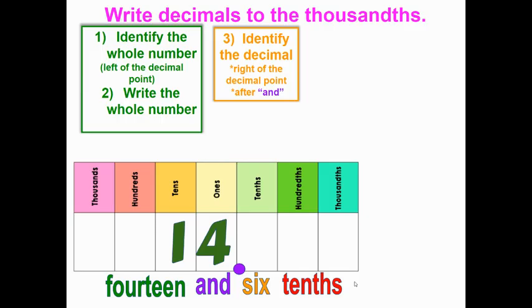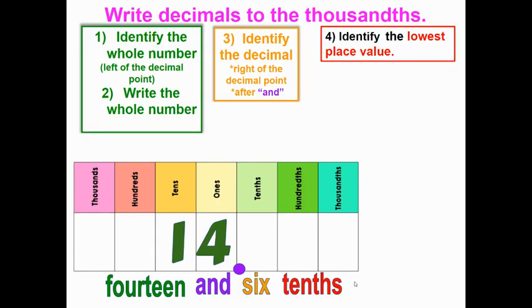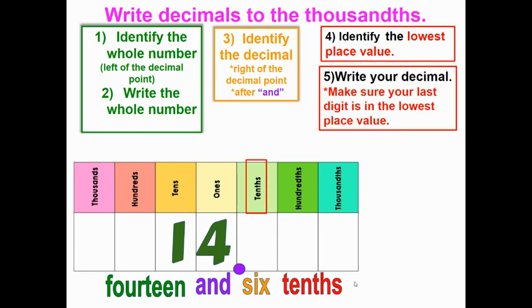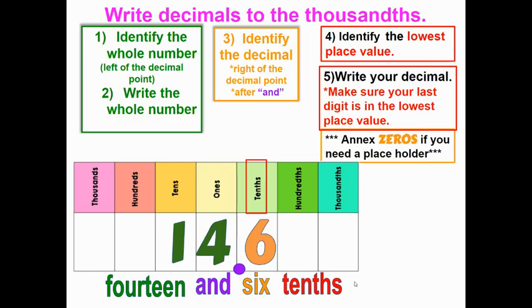Next, I'm going to identify the decimal. That's everything to the right of the decimal point and after the word and. So after the word and, I see 6 tenths. I identify the lowest place value, which is the tenths place. And I'm going to write my decimal, making sure that my last digit is the lowest place value. So I'm going to write a 6 right in the tenths place. So this represents 14 and 6 tenths. I annex zeros if I need a placeholder. In this case, I don't. 14 and 6 tenths is how I would write this decimal.